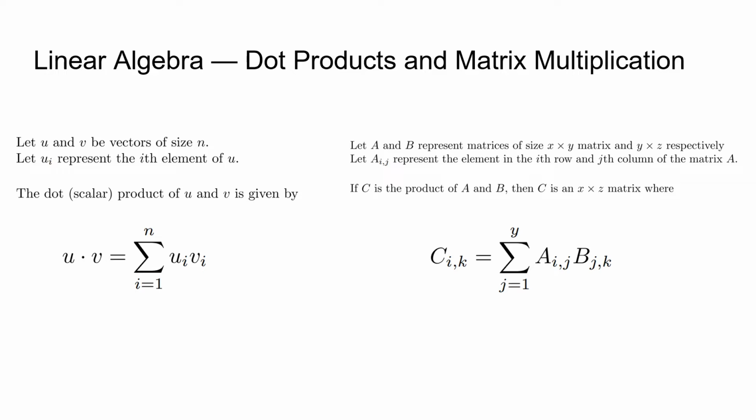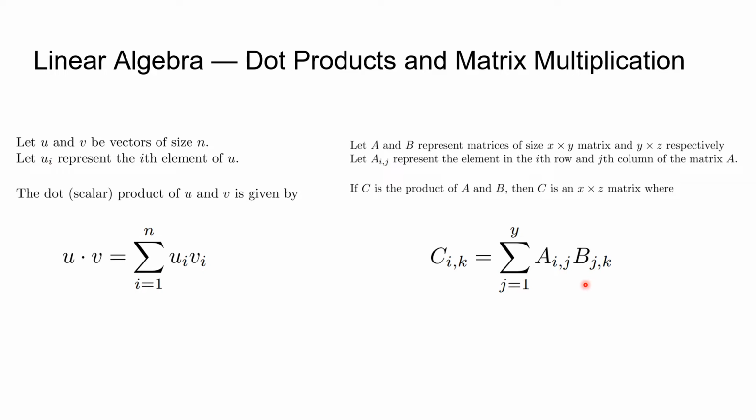I just want to review some linear algebra real quickly. The dot product of two vectors of the same size is the sum of the products of their corresponding elements. And for matrix multiplication, each element in the resultant matrix is the dot product of the corresponding row and column of the previous two matrices.